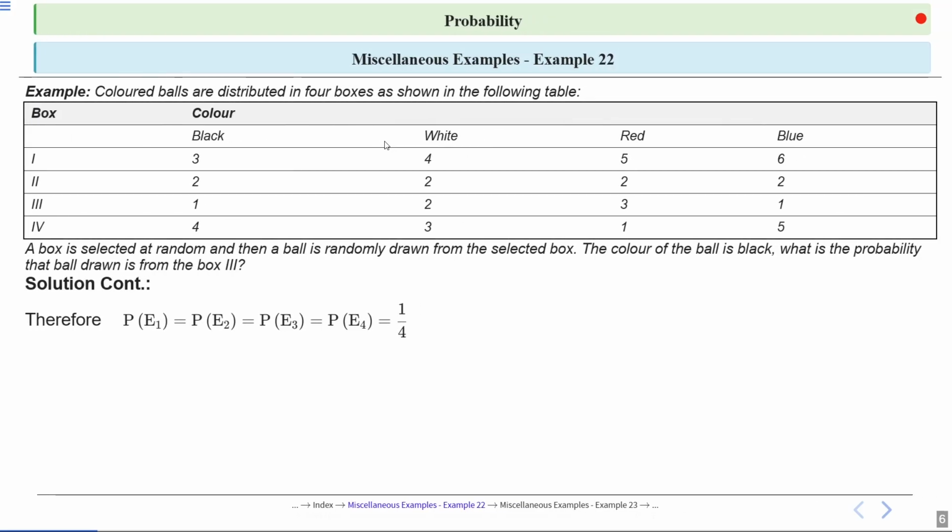therefore probability of E1 equals probability of E2 equals probability of E3 equals probability of E4 equals 1 by 4. Also, probability of A given E1, that means probability of A when event E1 has happened, equals 3 by 18. Probability of A given E2 is 2 by 8, probability of A given E3 equals 1 by 7, and probability of A given E4 is 4 by 13.